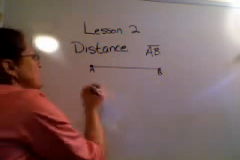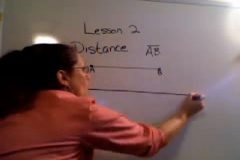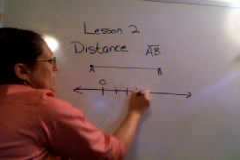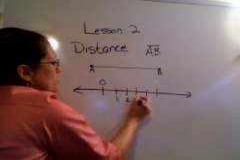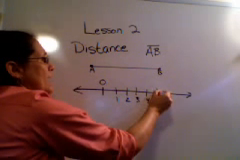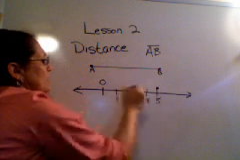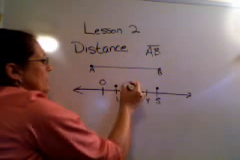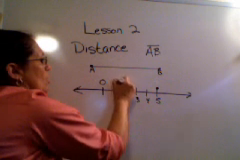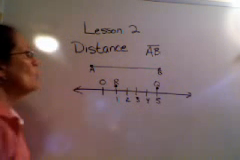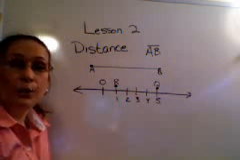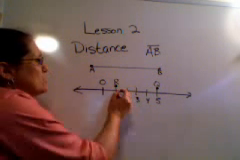Let's say we had a number line, 1, 2, 3, 4, 5. And let's say that I had a point on here and a point on here, and let's call this R and Q. Let's say that I wanted to know the distance between point R and point Q. Well, it's easy on the number line. I certainly could just count, right?